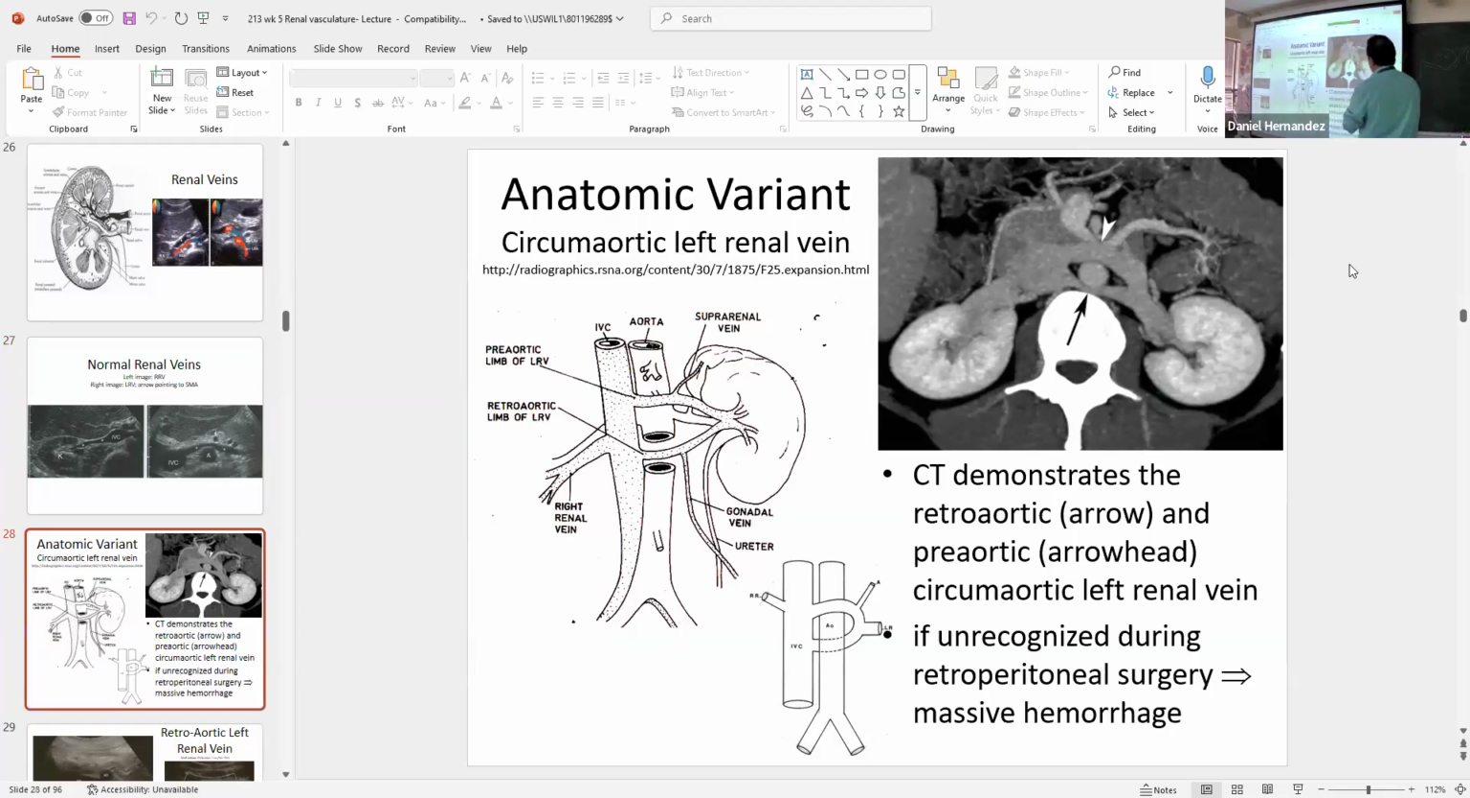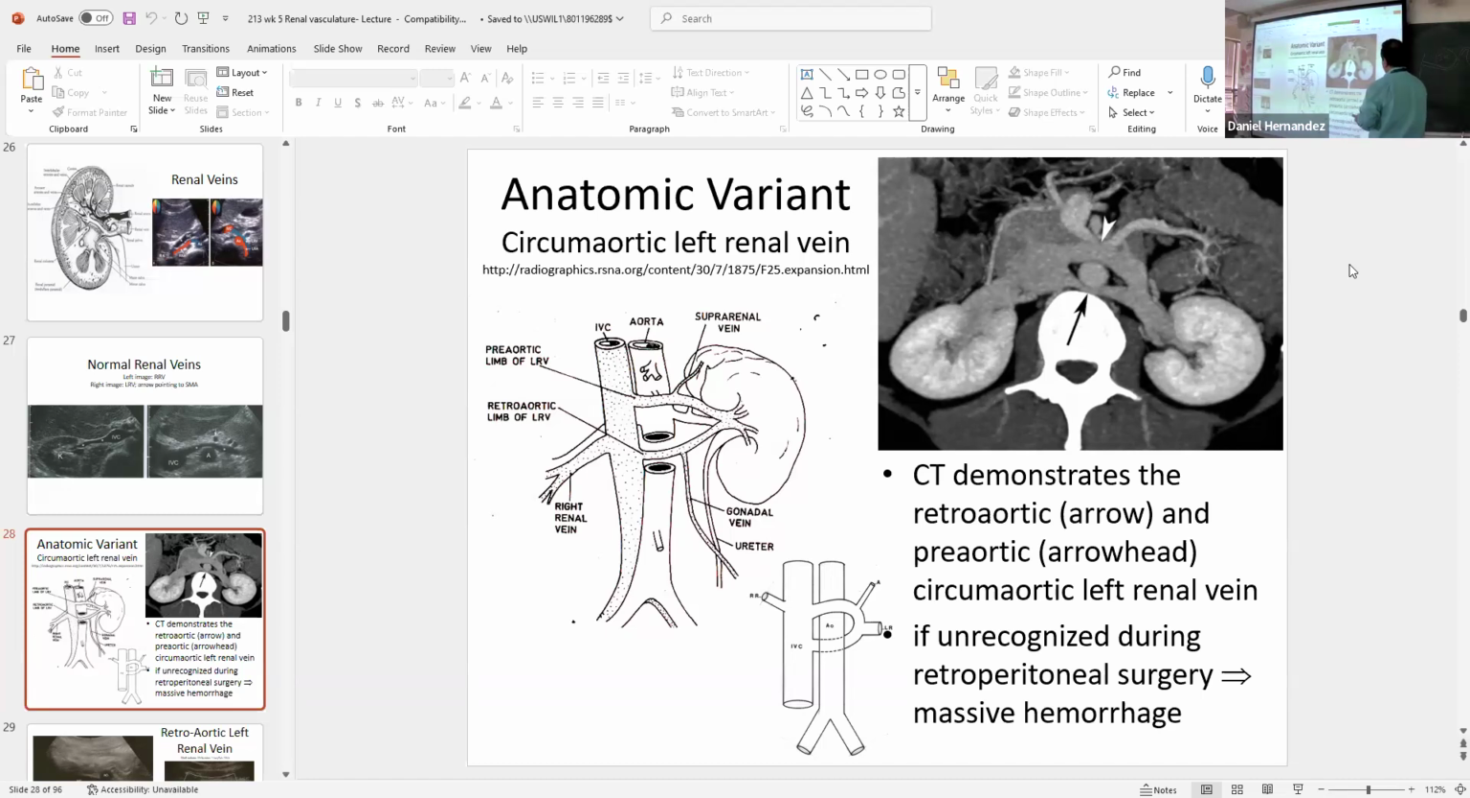There's that circumaortic left renal vein. So it kind of splits. So in this case, they're showing the two distinct veins draining into the IVC. I've seen them come back together, converge, and then drain into the IVC.